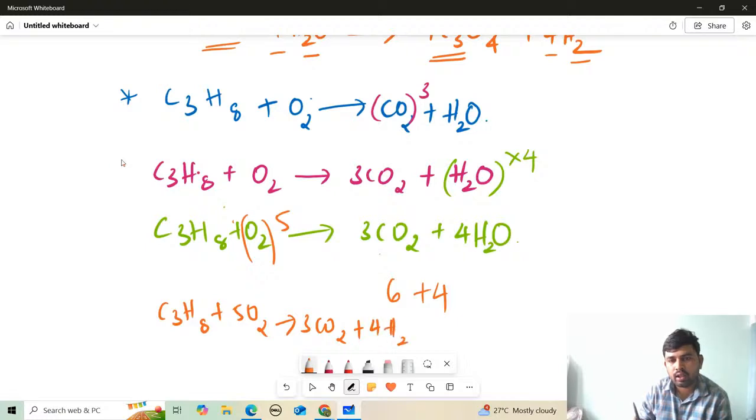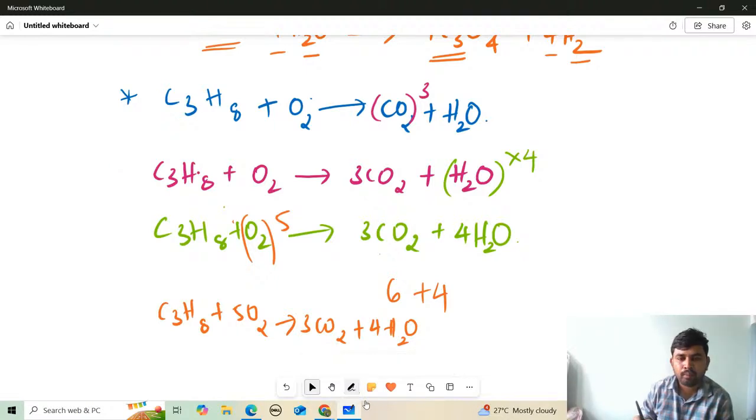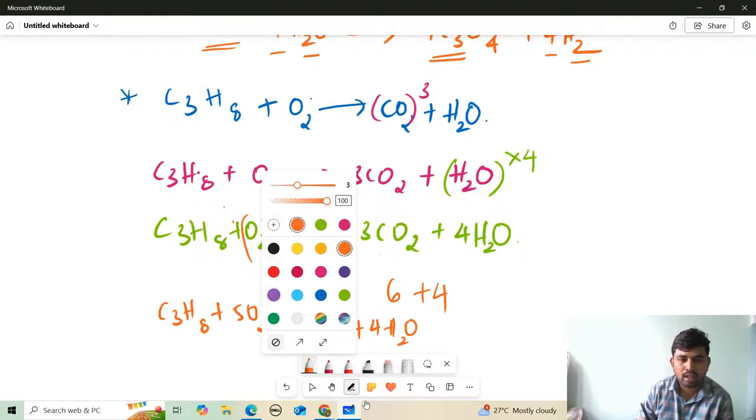This is how we need to balance the equation. So you can see three carbons, eight hydrogens are there, four twos are eight hydrogens, five twos are 10 oxygens, three twos are six, and four, total 10 are there. Now it is balanced. So we'll take one more example, the last example, so we can wind up the class for today.